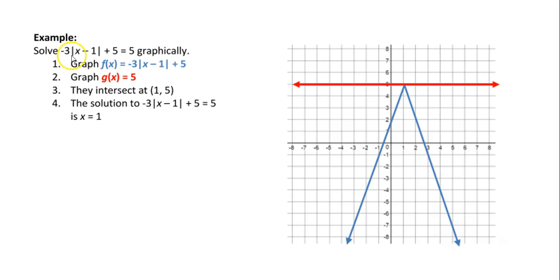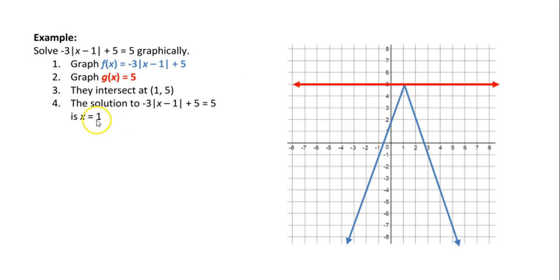Negative 3 times the absolute value of x minus 1, plus 5, equals 5. Solve it graphically. So we break it into the two equations we have: negative 3 times the absolute value of x minus 1 plus 5. We can plot points, make a table. We can see what the vertex is. The vertex is (1, 5), because it's in that absolute value equation form. We have the blue equation right there, f of x, and we have the graph g of x equals 5. Do these intersect? Yes, they intersect right there.